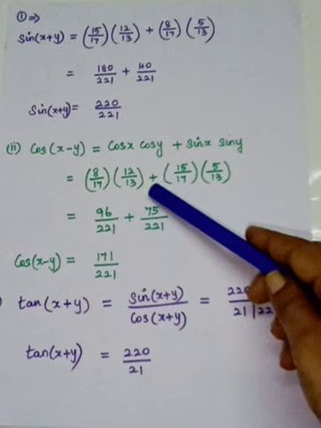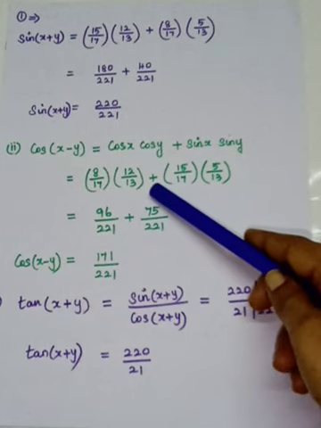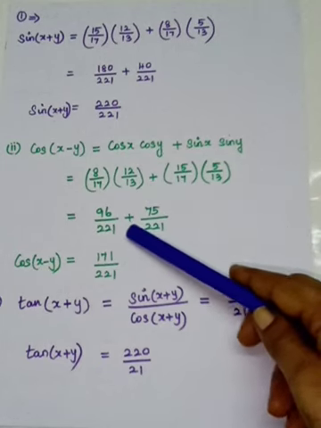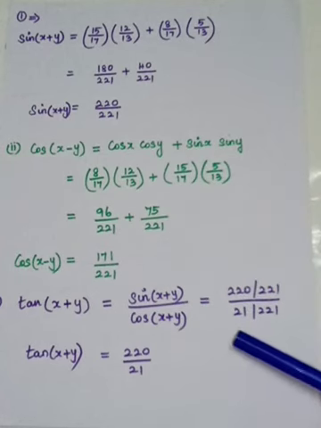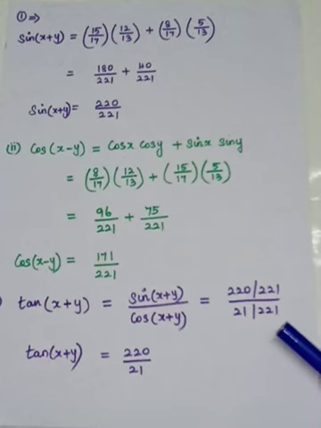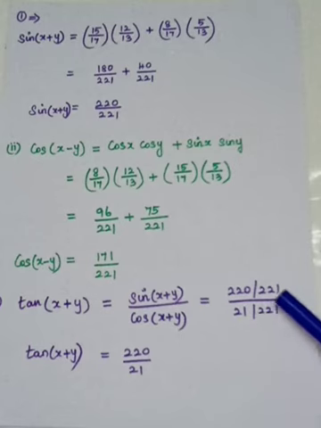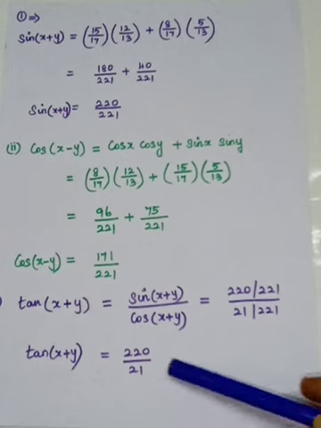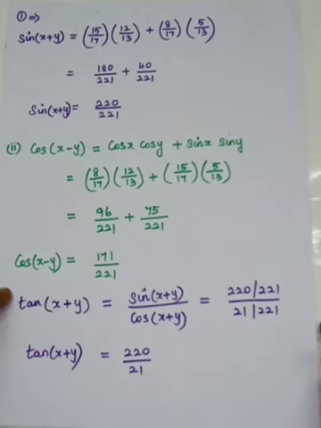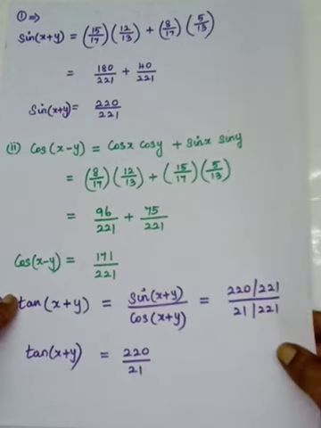Here you will get minus for cos of x plus y. So here also you are having minus. So it's 96 minus 75, that is 21. So 21 by 221. So I have done in this way. So you can use either tan of alpha plus beta or in this way. So 221 getting cancelled. So your answer is 220 divided by 21. Okay. So we'll go to the next problem.